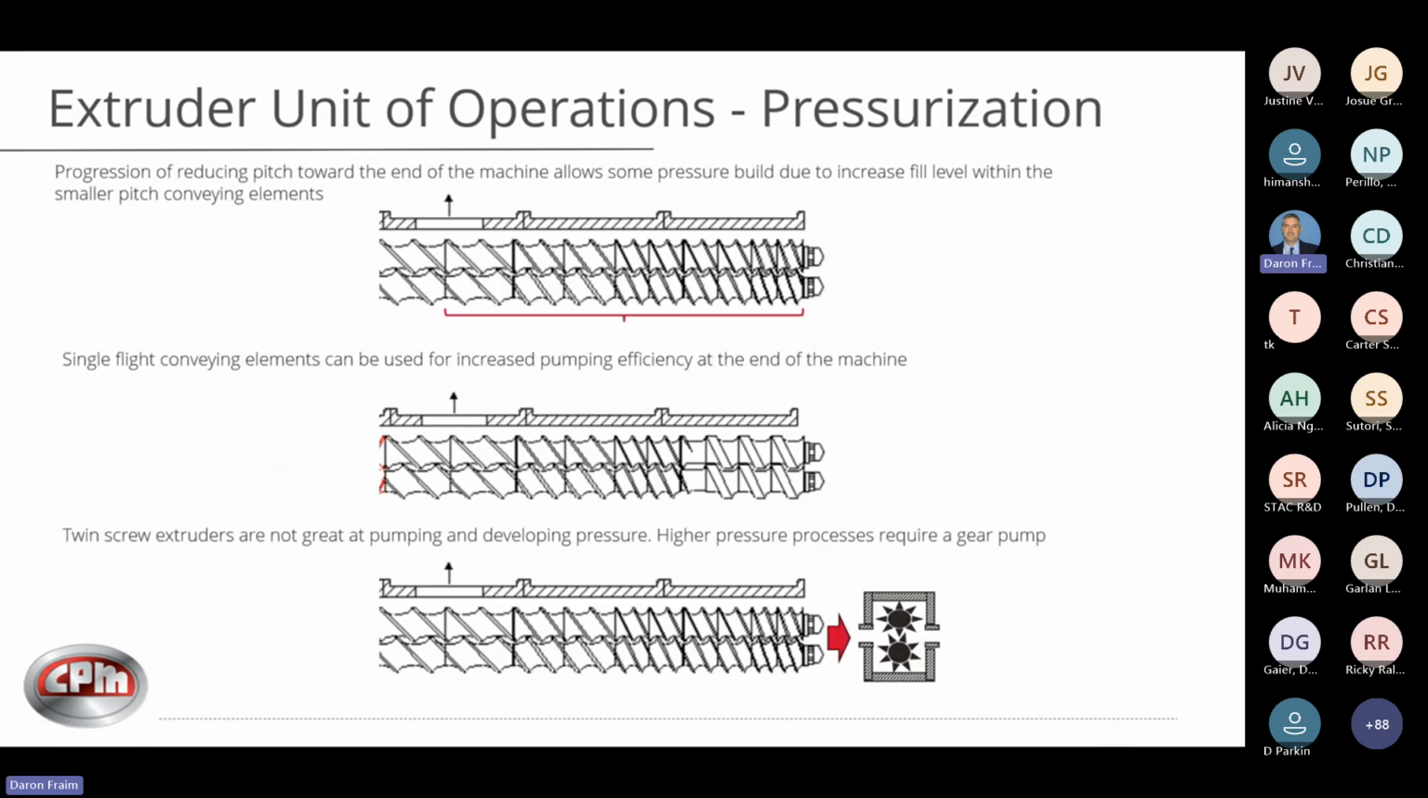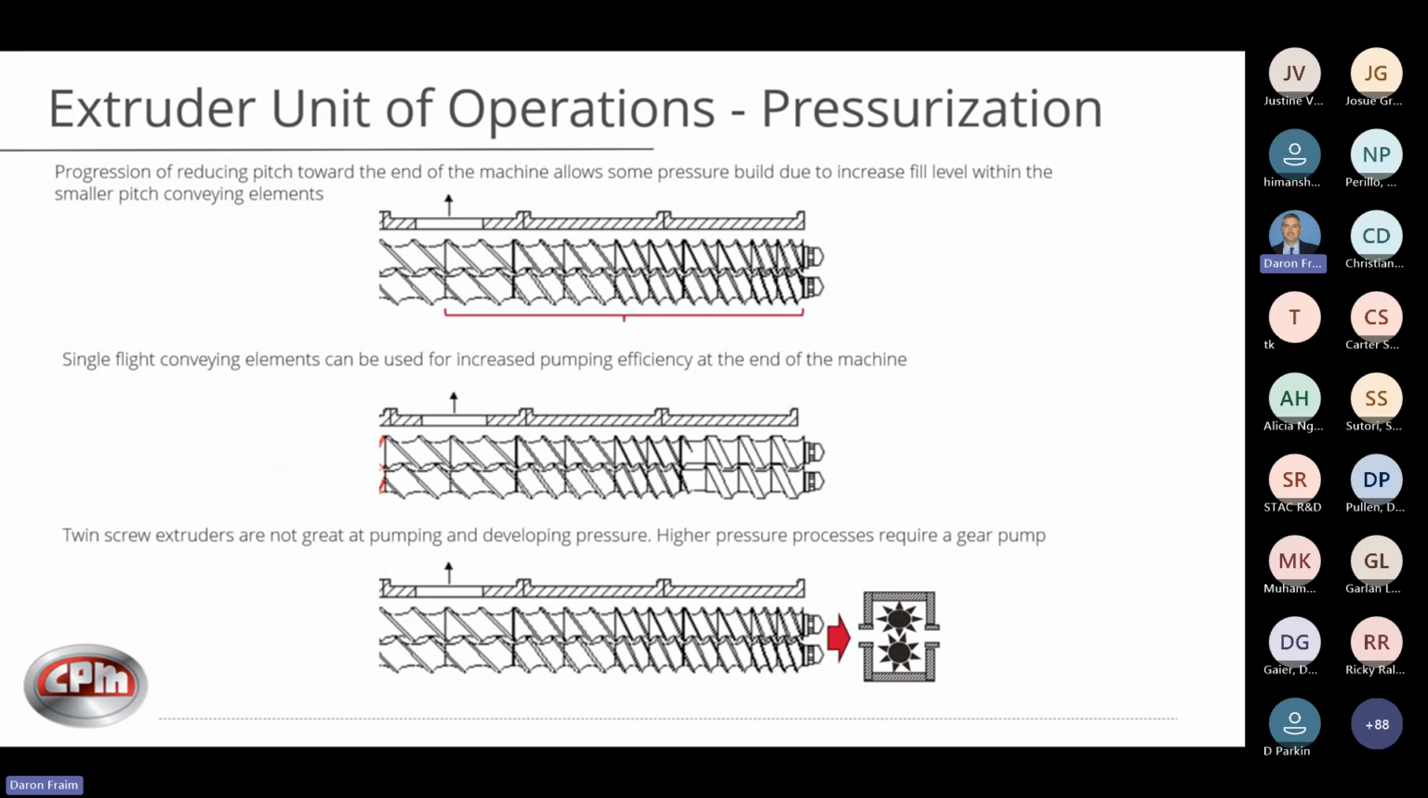Now, pressurization, you'll see this is pretty common on most machines, is you'll see a progressive reduction in pitch. What you're doing here is when you do that, you're filling those channel volumes, you're generating pressure against the die. That's all you're doing. So it's pretty common to move from large pitch under the vent to start reducing your pitch down. There's no set rule on how far down you go, all the way below to a 0.75D, 0.5D pitch.